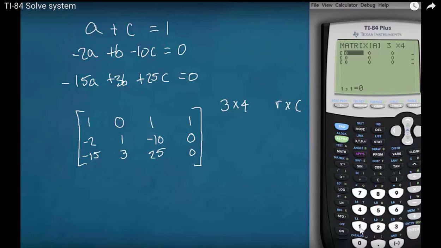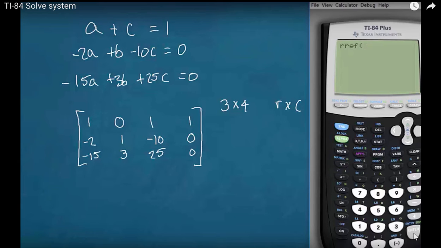So what we'll do is enter these values: 1, enter, 0, enter, 1, enter, 1, enter. Now we have the first row entered. Then we'll enter all the others. Then we'll want to get out of this matrix by pressing second, quit. Now we want to get the calculator to solve this matrix for us. And we'll do that by pressing second, matrix, and then going over to math and then finding the RREF function and hit enter.